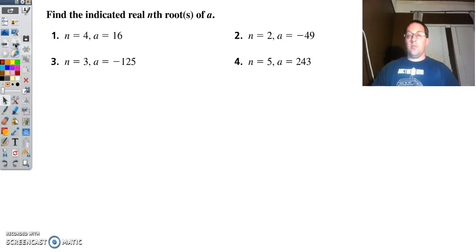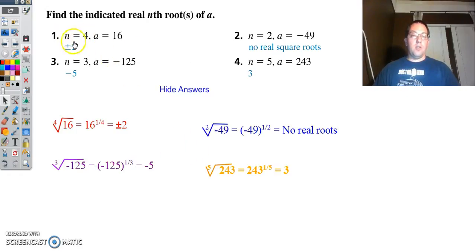But I do want you all to do some examples on your own. So if you would pause the video, come up with the solutions to these. Try to do this without using your calculator. And then come back, let's see how you did. Okay, so let's see what your answers were. So hopefully this is what you got for your answers.